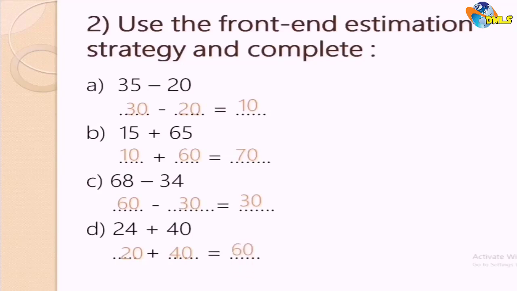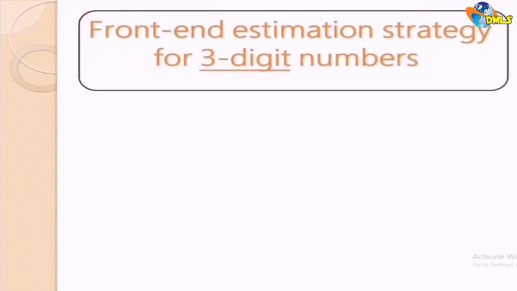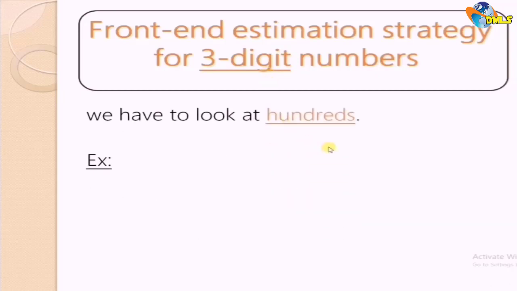But how can we use the front-end estimation strategy with three-digit numbers? In a two-digit number, we look at the tens place. So of course in a three-digit number, we will look at the hundreds place, and we will get perfect hundreds. So after estimating three-digit numbers, we will get perfect hundreds, for example 100, 200, 300, 400, and so on.